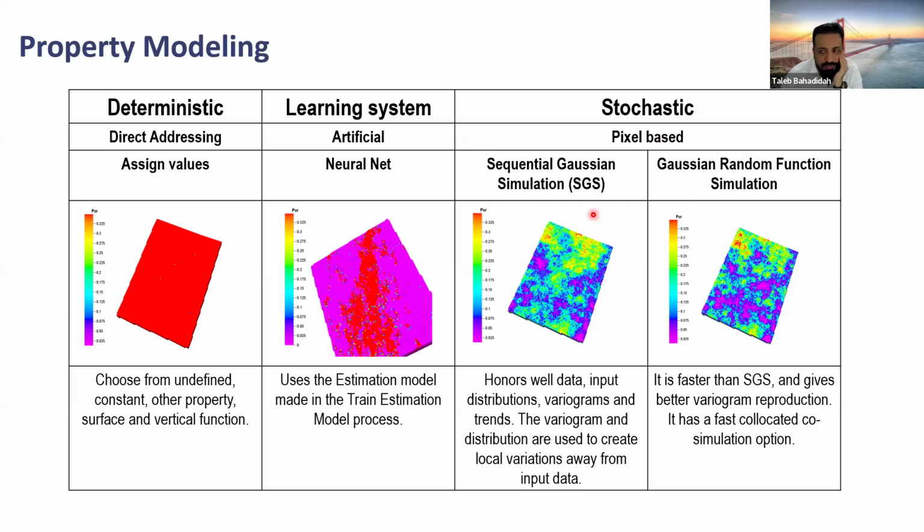They are almost similar. There are some small differences between them. However, the Gaussian random function is faster, and it gives you a better variogram reproduction. And if you have some advanced collocated and co-simulation options, random function simulation is better. SGS is the classical way most geomodelers use for distributing the property modeling.